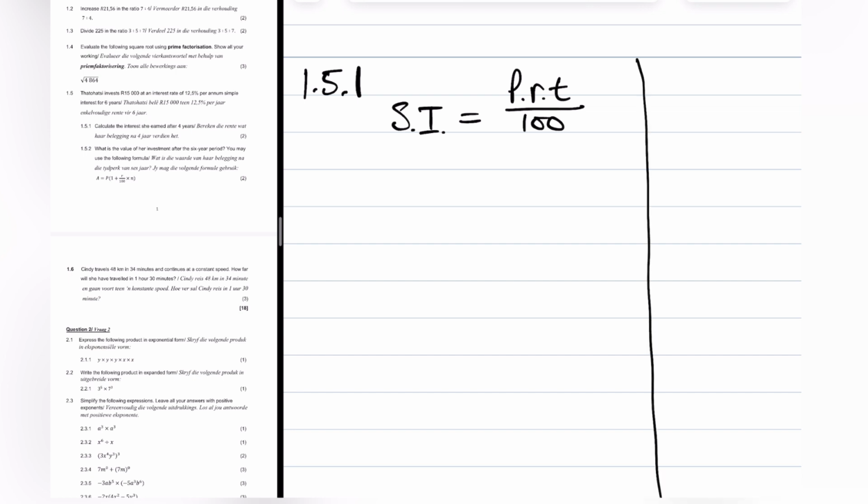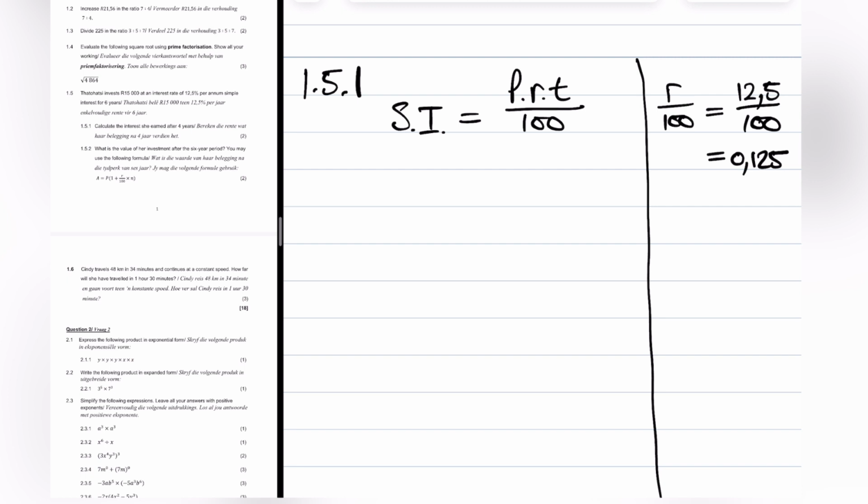So you have been told that simple interest, of course, is given by the principal amount multiplied by the interest rate multiplied by the time, all divided by 100. Now, be careful here. When you substitute the R over 100, that will be the 12.5 divided by 100. So that will give you 0.125. Personally, I prefer to use that value immediately.